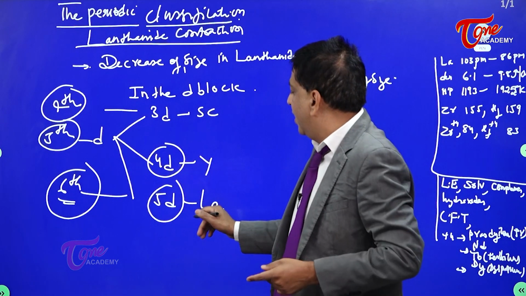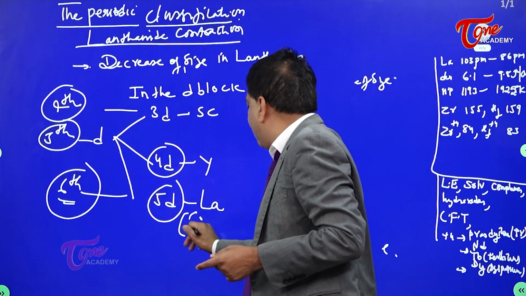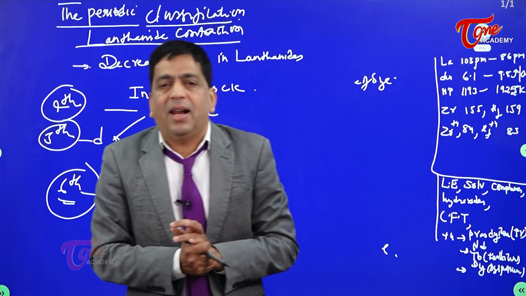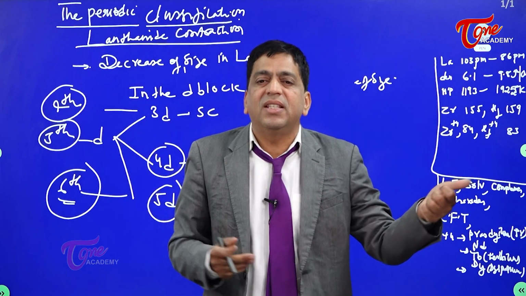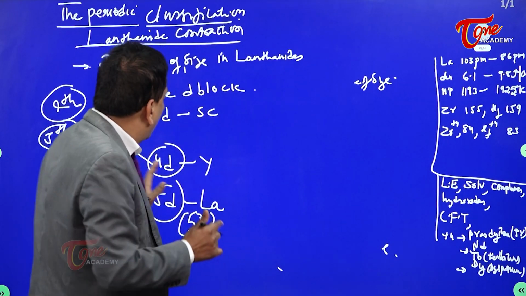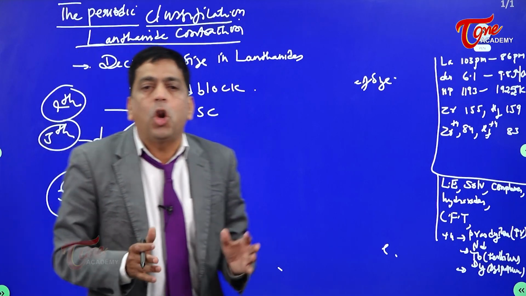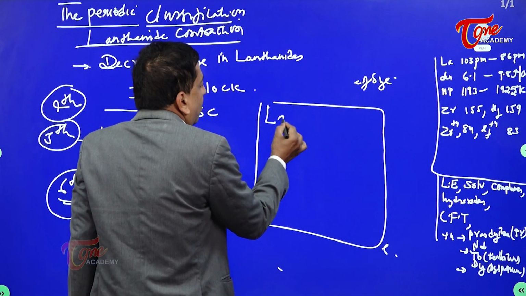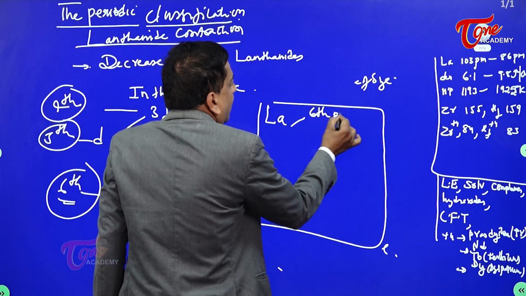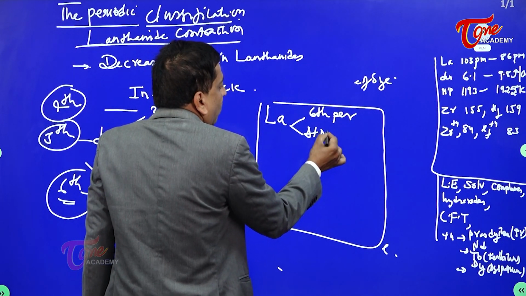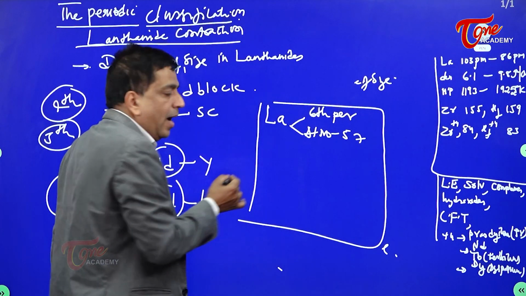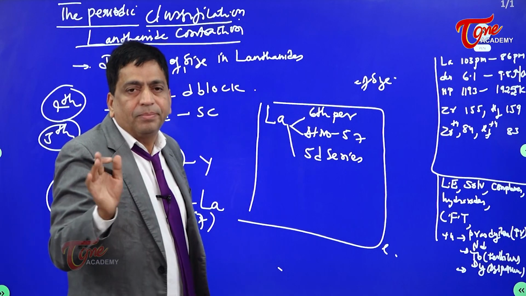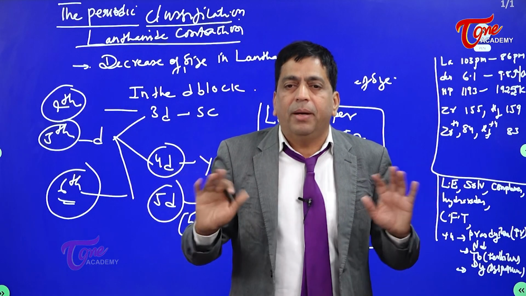So you can see that lanthanum, with atomic number 57, belongs to the 5D series. But the lanthanides family might include 57 to 71. You must understand, lanthanum is a D block element belonging to the 5D series. It belongs to the 6th period, atomic number 57, and it is not an F block element, mind you that.